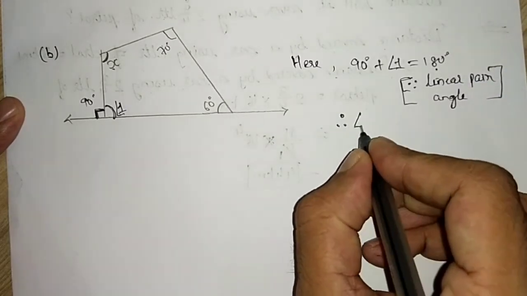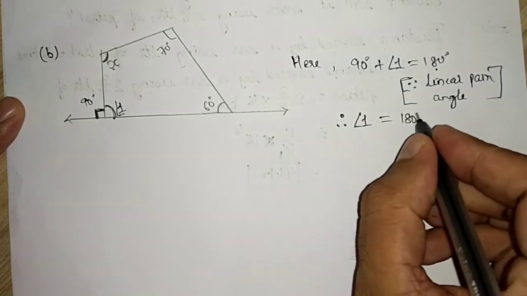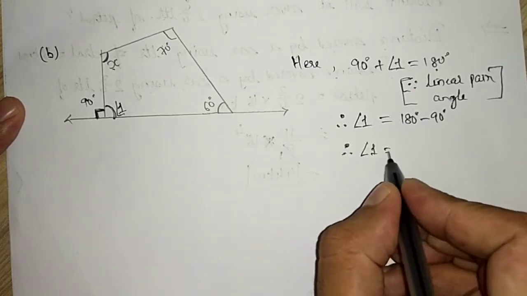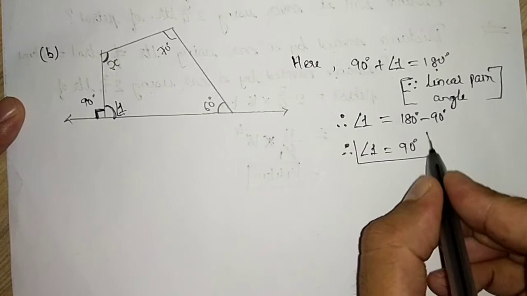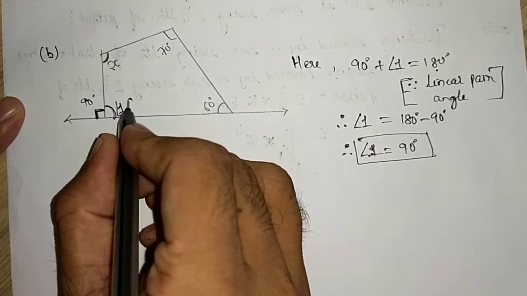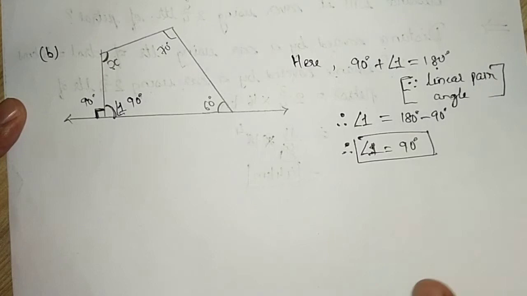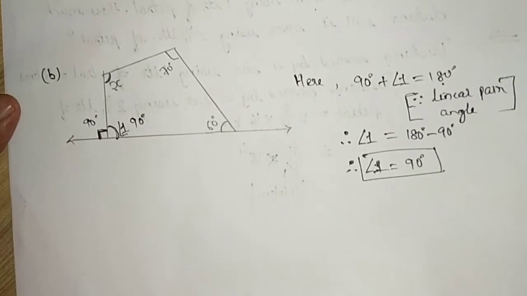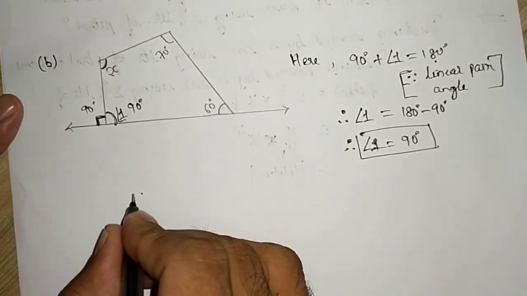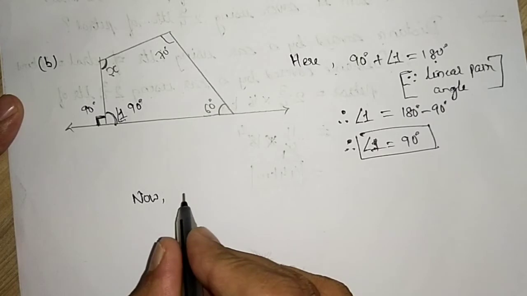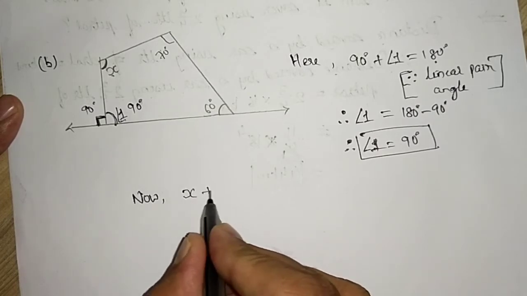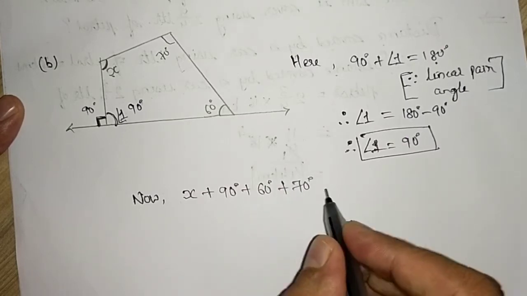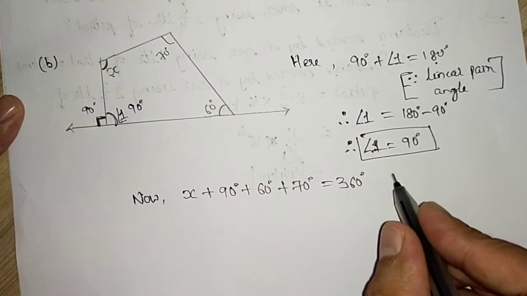Therefore, can I get angle 1? It will be 180 degrees minus 90 degrees. Therefore, the measure of angle 1 will be 90 degrees. So I can write this is 90 degrees. Now, solving the same as the previous question, we know that the sum of all the angles of a quadrilateral is 360 degrees. Therefore, we will write x plus 90 degrees plus 60 degrees plus 70 degrees is equal to 360 degrees.